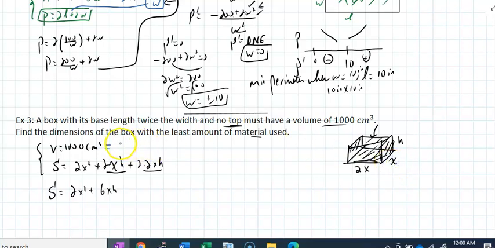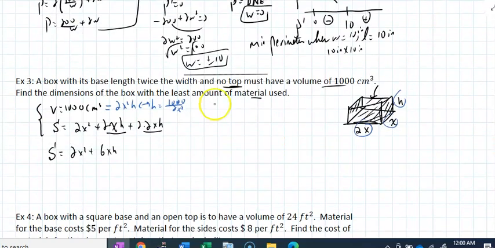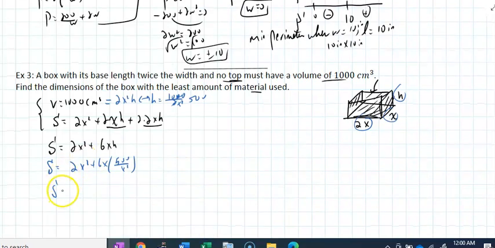Isn't volume length times width times height? So x times 2x, that's 2x squared, times h is 2x squared h, and if I solve for h, that will be 1,000 divided by 2x squared. And my equation would become, so 2 divides 1,500 times. So S would be 2x squared plus 3,000 over x.